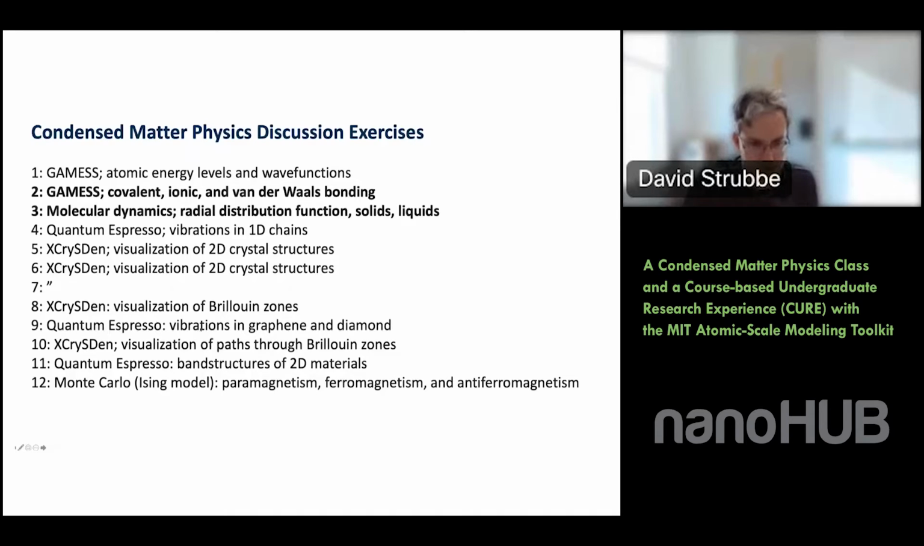Later on, we looked at vibrations in solids, Brillouin zone paths, and electronic band structures in 2D materials. And then we actually didn't really get to number 12, just due to constraints of time, but it's something I've done previously. You can use the Monte Carlo Ising model tool in this toolkit to look at paramagnetism, ferromagnetism, and antiferromagnetism, which can be nice for talking about magnetism in materials.